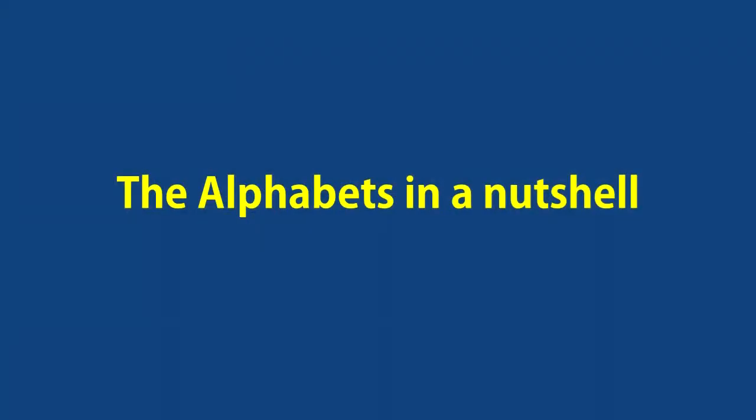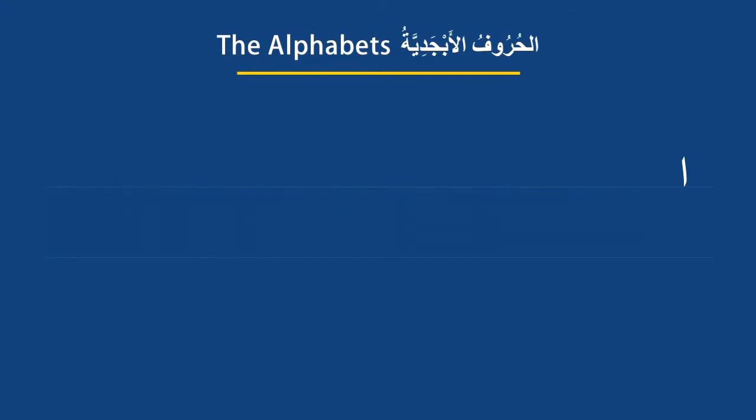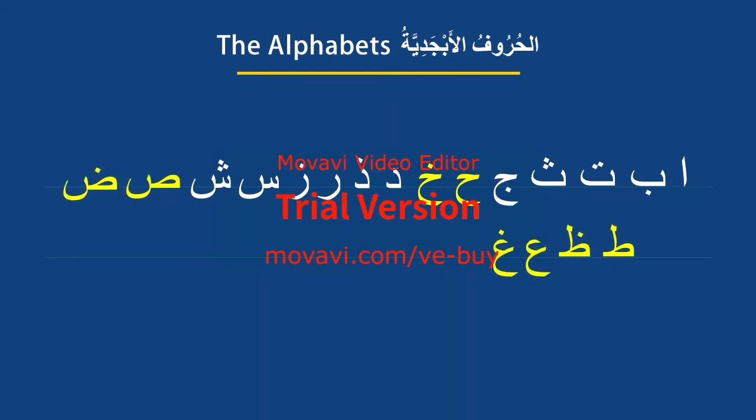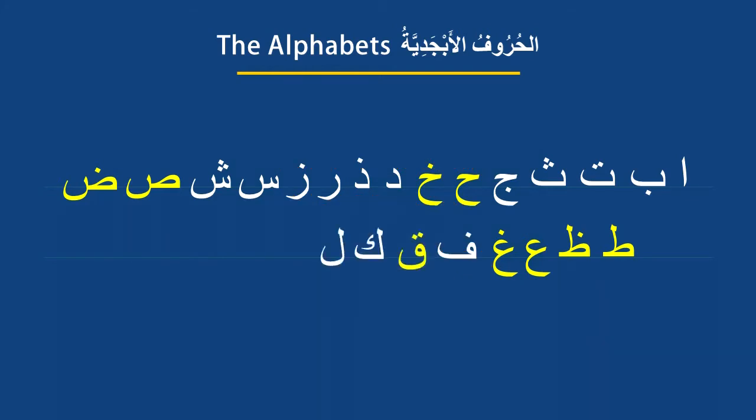Now let's have a very quick view at the Arabic letters. Inshallah, I will introduce them in detail in the coming lessons, starting from lesson number 3. Today I'm going only to show the pronunciation of a letter and where to find it on a keyboard. These are the Arabic letters: alif, ba, ta, tha, jim, ha, kha, dal, dhal, ra, zain, sin, shin, sad, dad, ta, dha, ayn, ghain, fa, qaf, kaf, lam, mim, noon, ha, waw, ya.